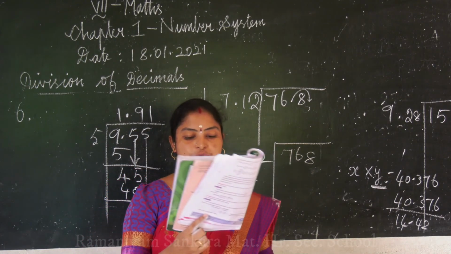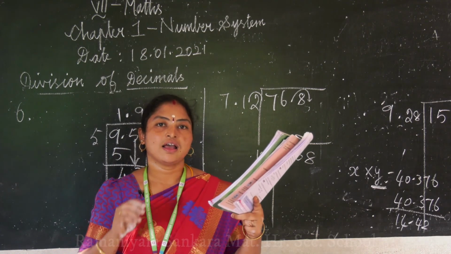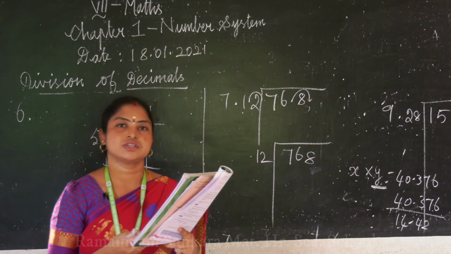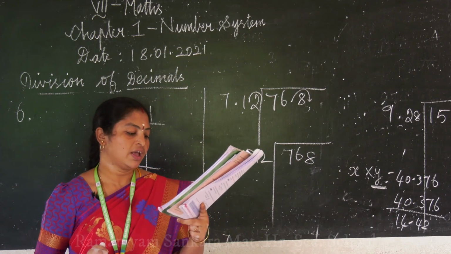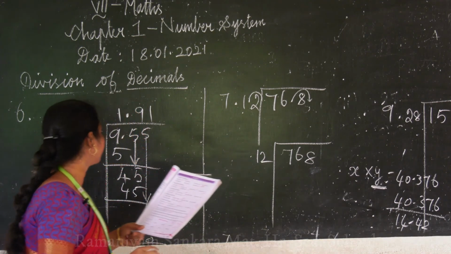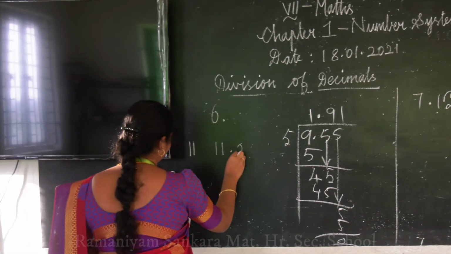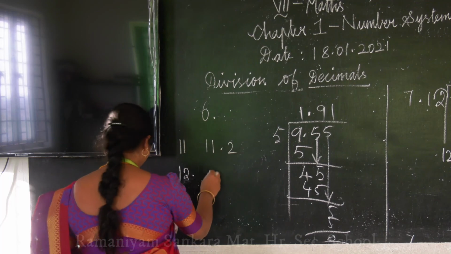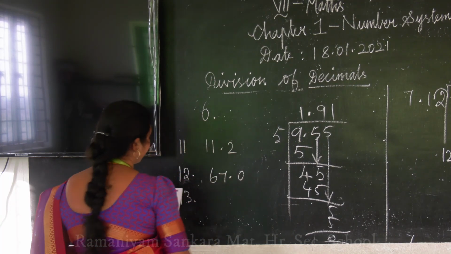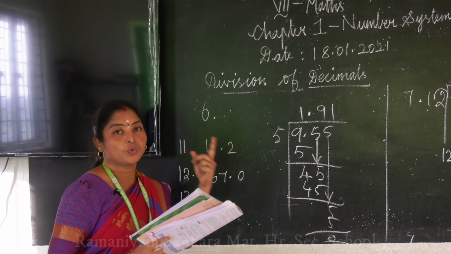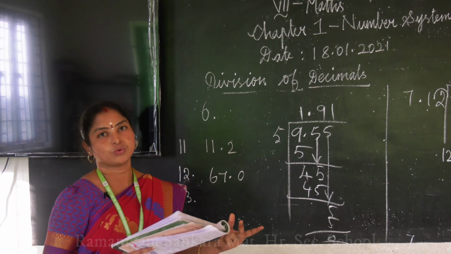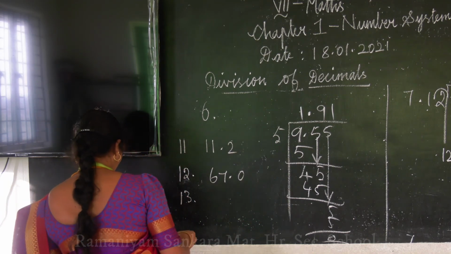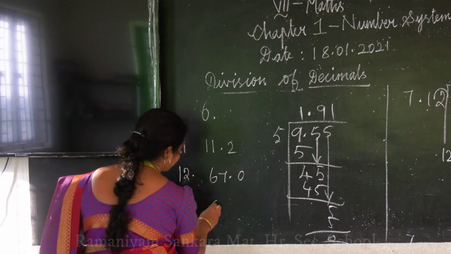Next, objective type questions. The 11th one: 5.6 divided by 0.5. Just practice all these sums in your rough note, and tick the correct answer. The 11th one answer is option 4, 11.2. Then the 12th one: 2.01 divided by 0.03 is option 2, 67.0. If you work it out in your rough note, you can know the answers, and you can improve your division. Next, the 13th one: 0.05 divided by 0.5 is option 2, 0.1.